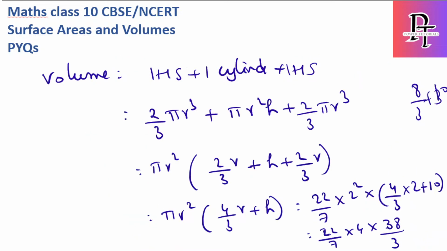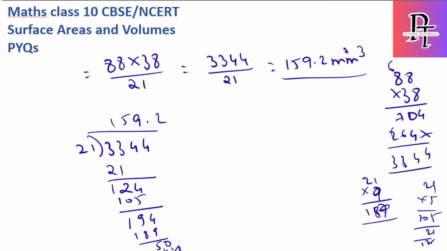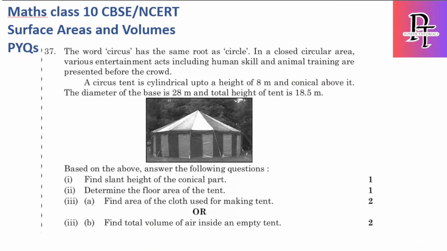Area we got how much? Area is 176 mm square, whereas volume is 159.2 millimeter cube. Let's see the next one.